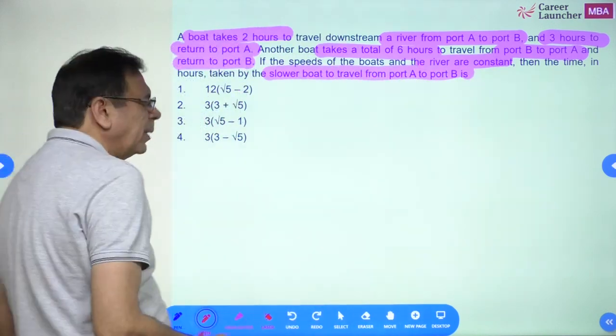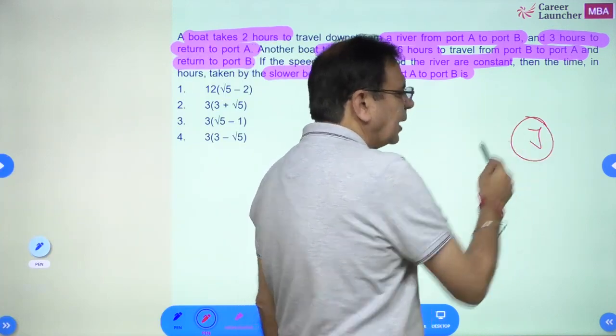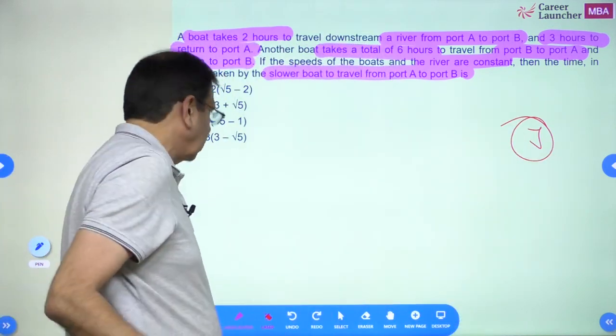Okay? ये सिंपल जुगाड़ वाला सवाल है, इसमें मैंने कुछ दिमाग ज़्यादा नहीं लगाया, but जो किया है वो मैं बता देता हूँ तुमको. Okay?